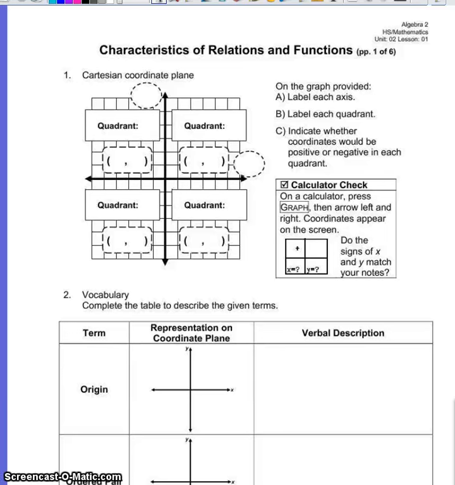Okay, class. Today your lesson is characteristics of relations and functions. Now we're going to talk about the different traits of various types of relations and functions. So first they're asking you to label each axis, label each quadrant, and indicate whether the coordinates would be positive or negative in each quadrant. So I'm going to give you a second to put what you think that'll be, and then we'll go over it together.